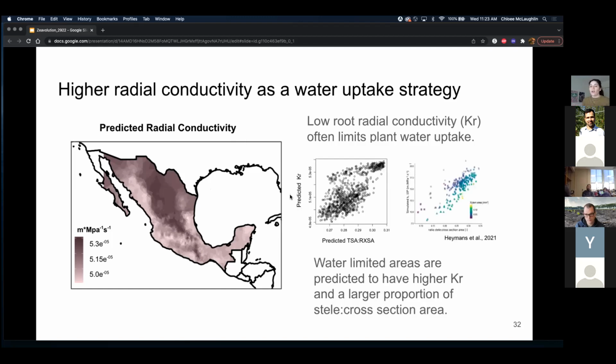And excitingly, we recover a very similar relationship between this predicted KR value and an aspect of anatomy within our models, as previously characterized by Adrian Heymans, who saw that the ratio of stele to cross-section area, so how large the stele is compared to total cross-section area, is highly tied to this simulated radial root conductivity. So we're thinking that maybe water limited areas are predicted to have higher KR. And this is because of the anatomical characteristic where they're predicted to have a larger portion of their cross-section area taken up by the stele.